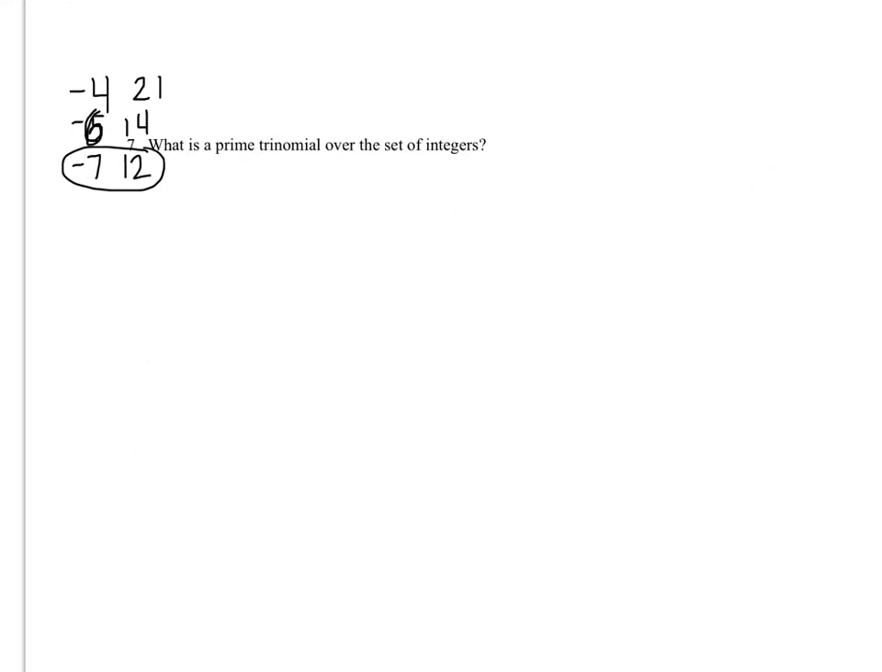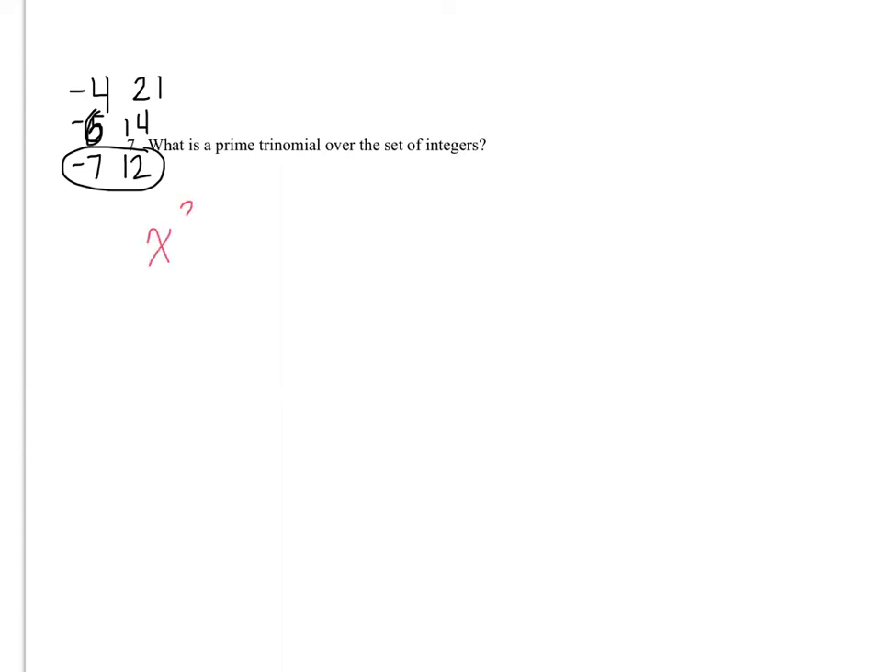The next question is asking us, what is a prime trinomial over the set of integers? The question that you're actually going to get is you're going to get a couple different trinomials, and you're going to have to determine which ones are prime. All prime means is they cannot be factored.